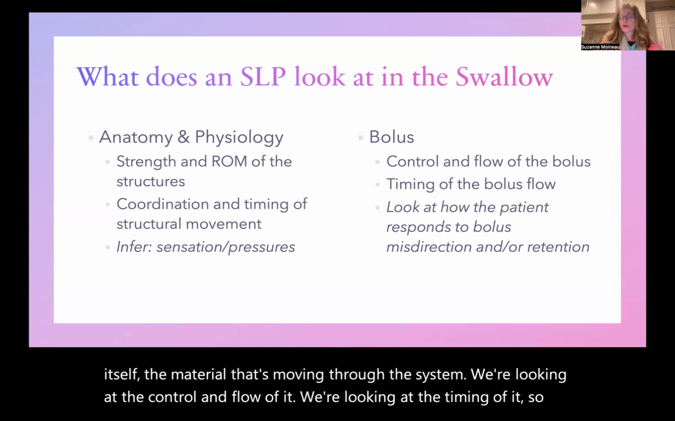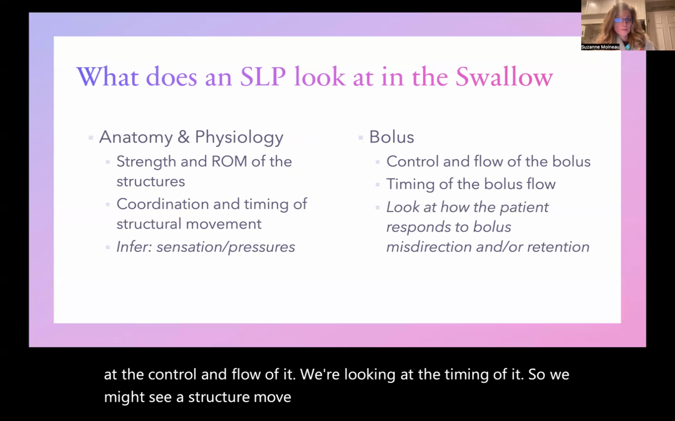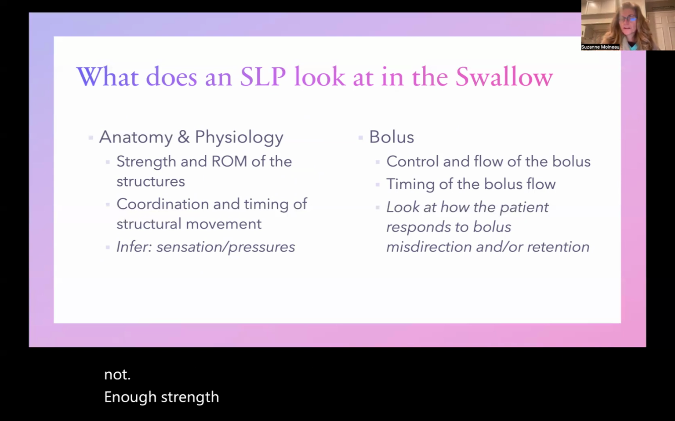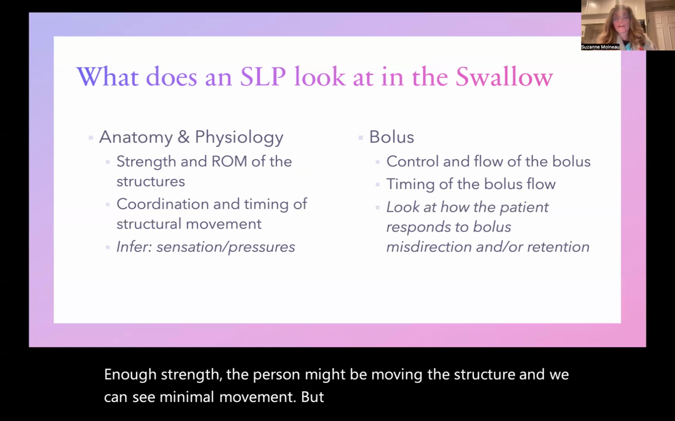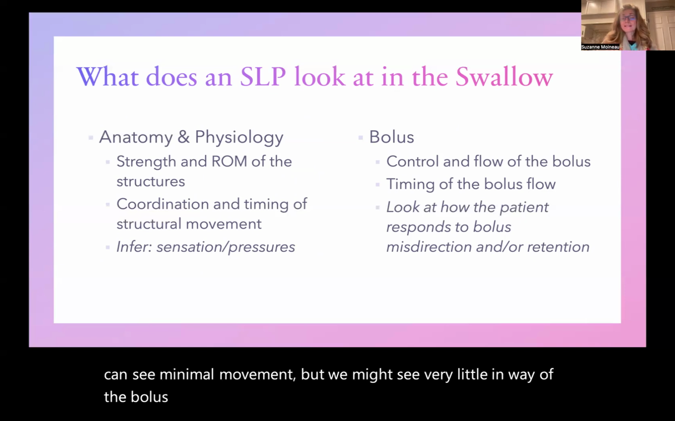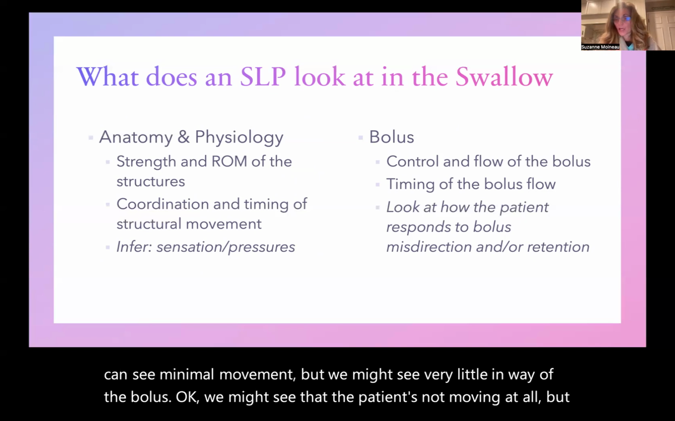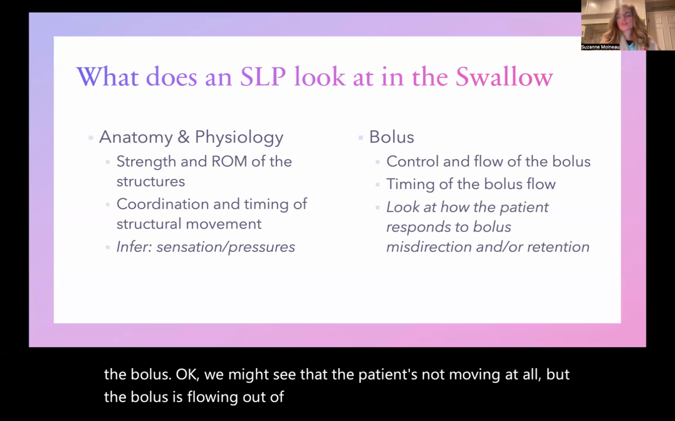So we might see a structure move, but not the bolus move. So if there's not enough strength, the person might be moving the structure and we can see minimal movement, but we might see very little in way of the bolus. Okay, we might see that the patient's not moving at all, but the bolus is flowing out of control. So we need to look at these two things separately.